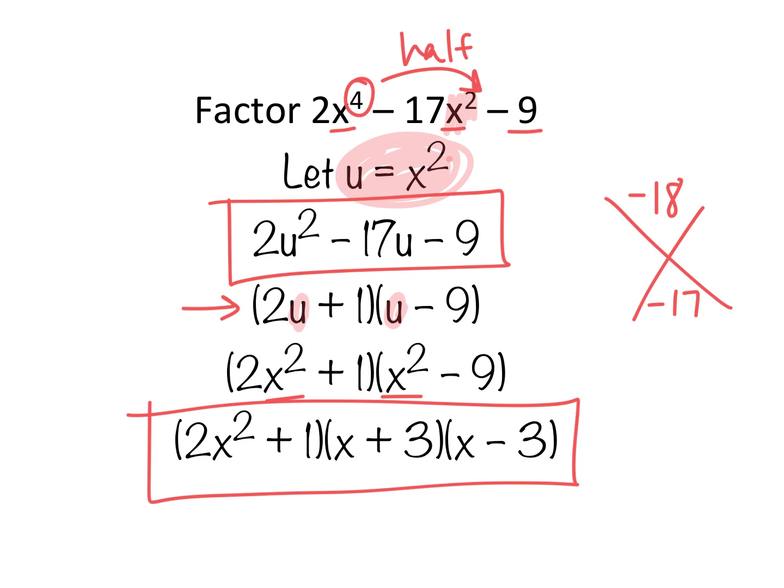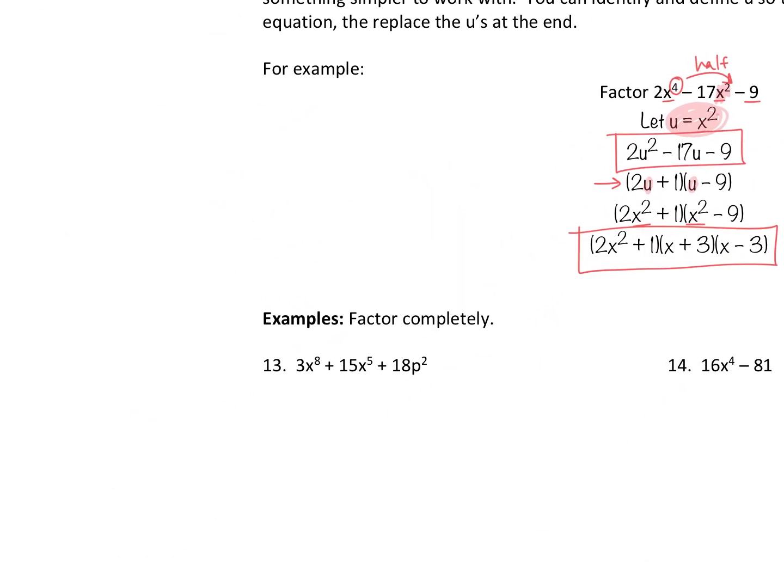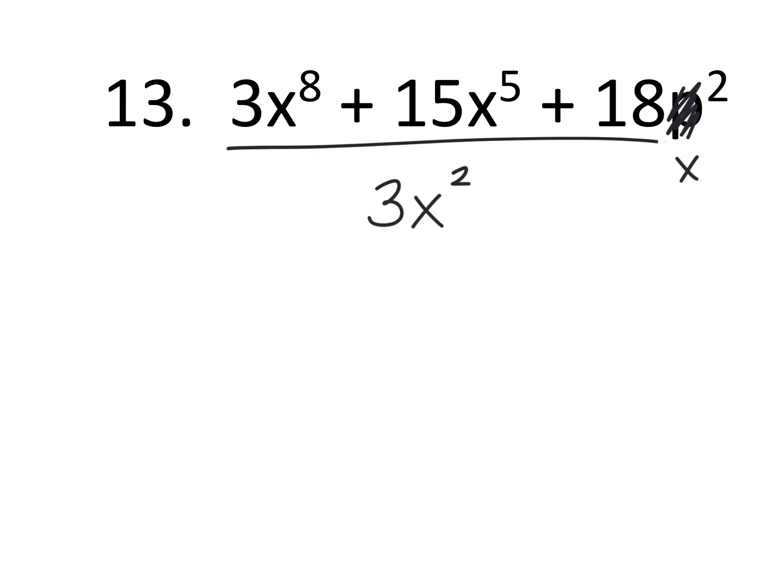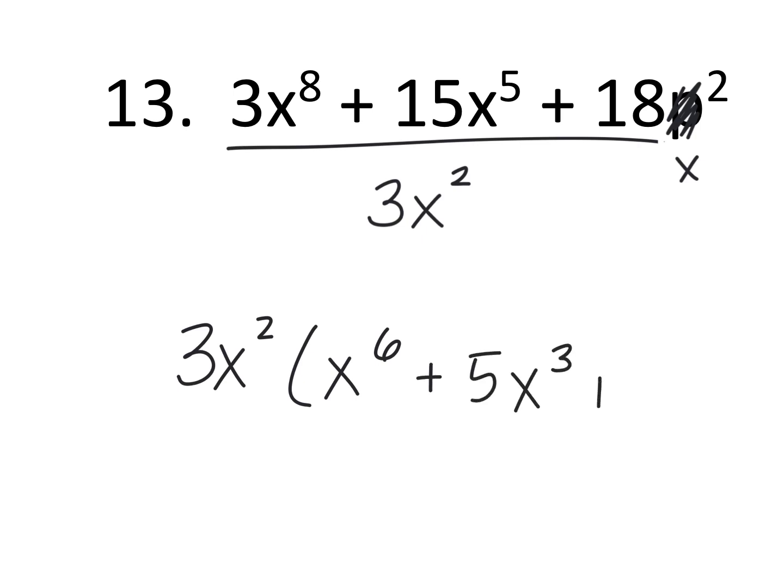What it does initially is it makes the problem maybe more simple to work with when you factor like a normal quadratic trinomial. I don't know if it actually makes it less confusing, which is why I usually don't do it, but I will do one example of it. So on number 13, I do have a typo. This should be x. If we look for a GCF first, that would give me 3x squared. So bring that out in front and divide it out. When you divide, you subtract your exponents. So it's x to the 6th, 5x to the 3rd, plus 6.